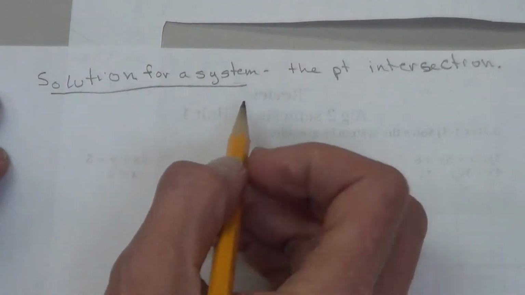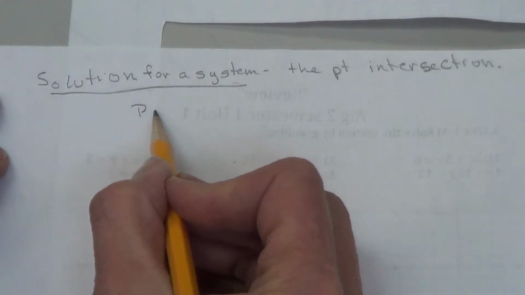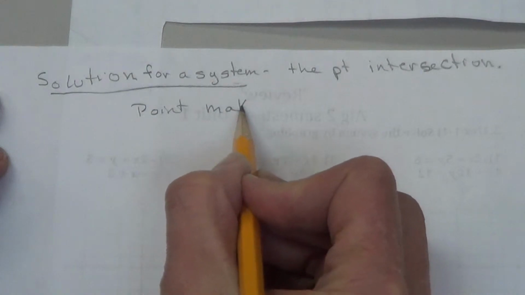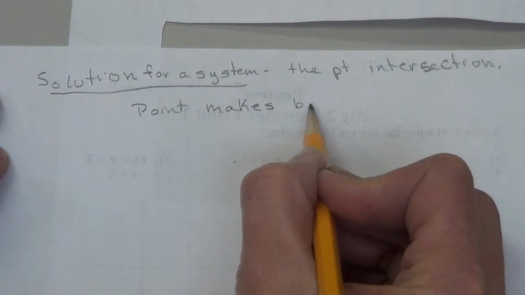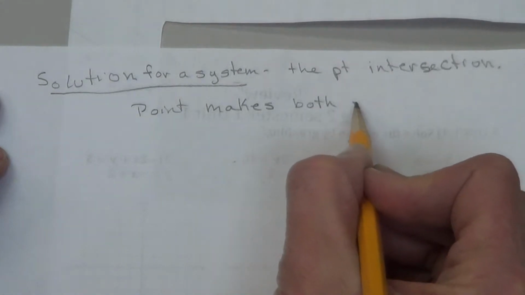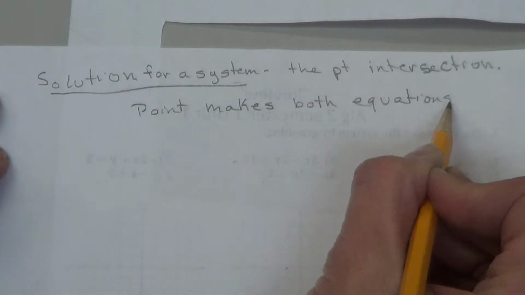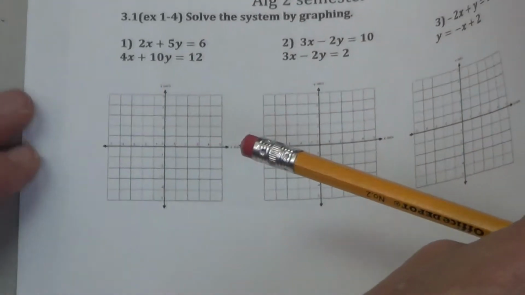If you're not looking at a graph and you're looking at the equation, it is the point that makes the equation true. And it's not just one equation, it's both. Point makes both equations true. Okay, so let's get to solving a couple systems by graphing.